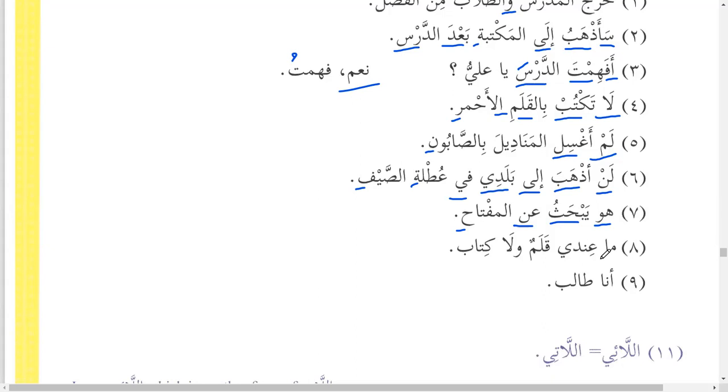'An is zarf as well as harf jar. Yes, that's right, the ulama say so. It's like 'an and ma, both of them, mim and ain with fatha. Okay. Ma 'indi qalamun wa la kitab.